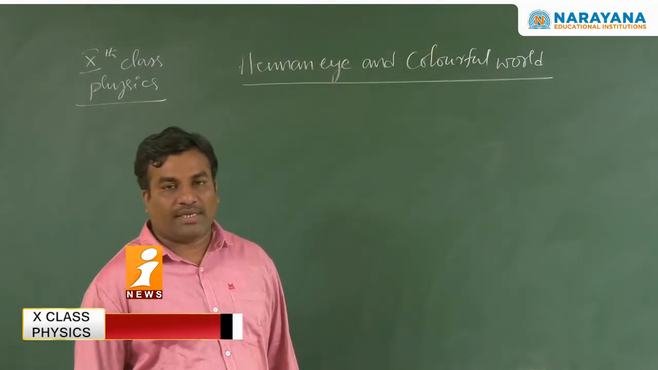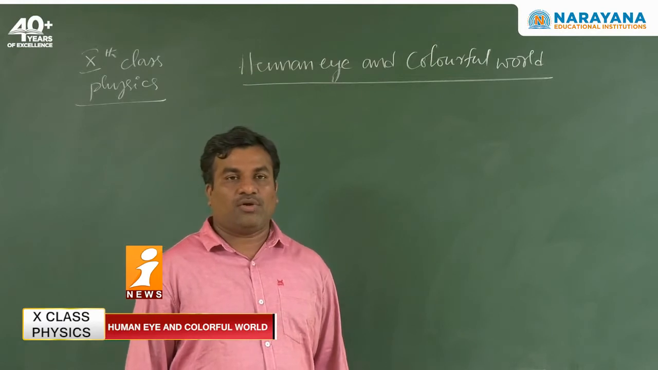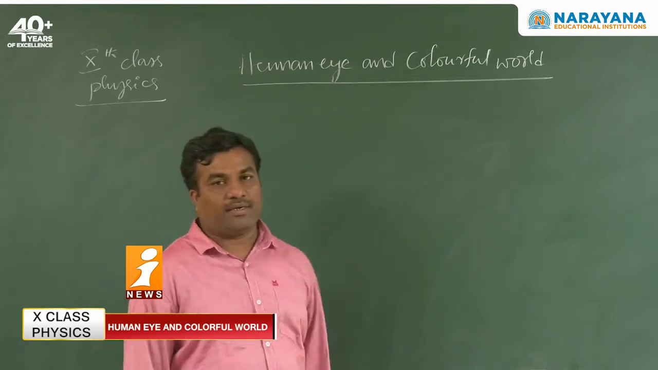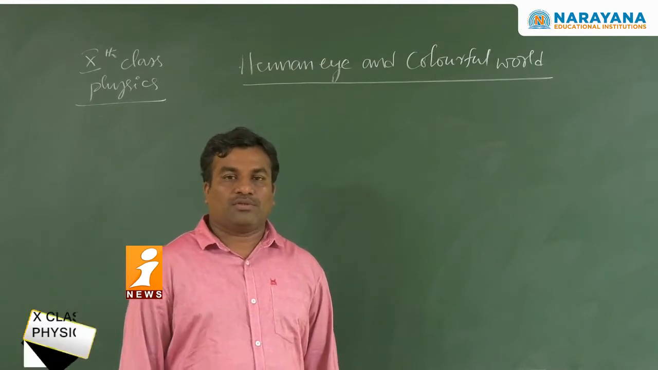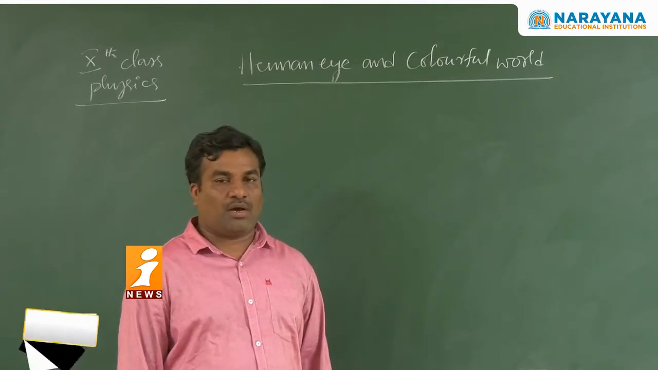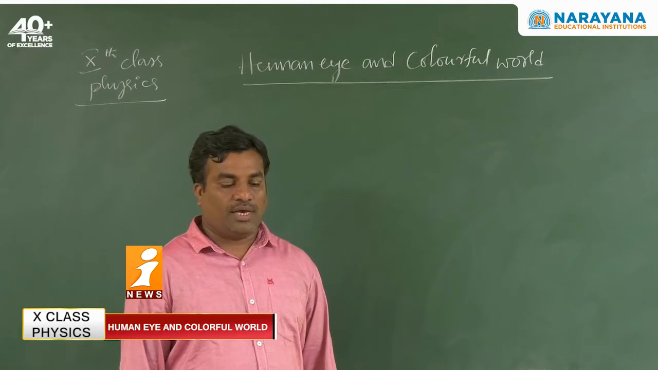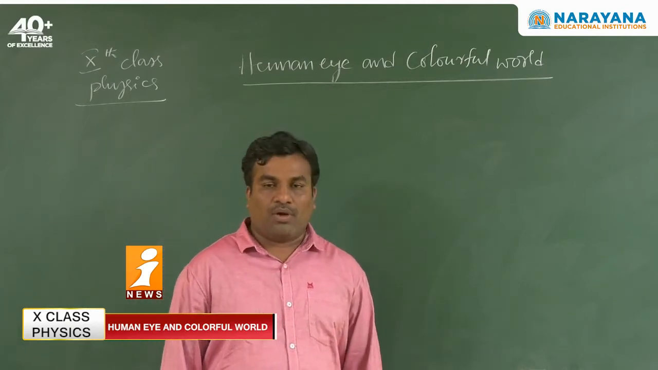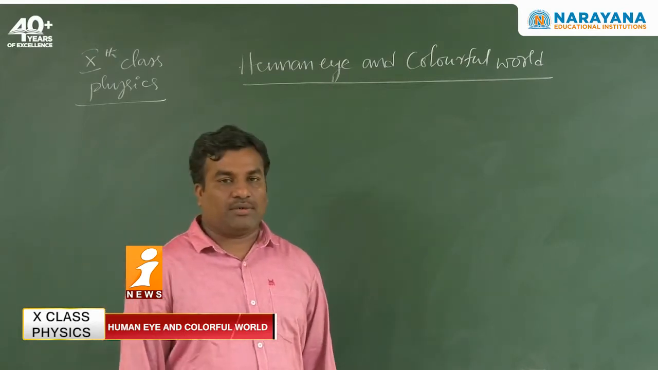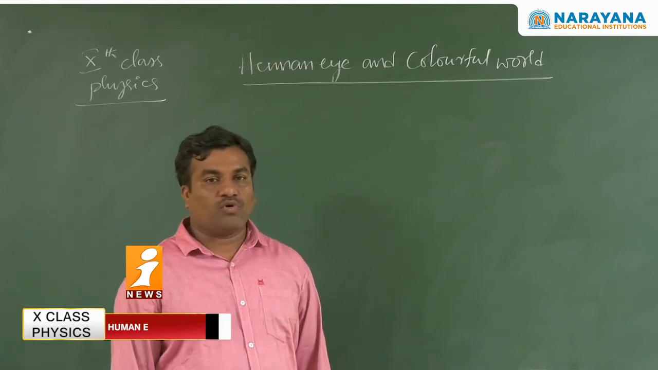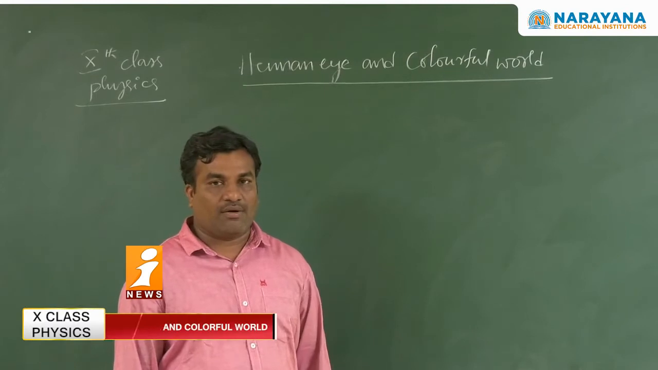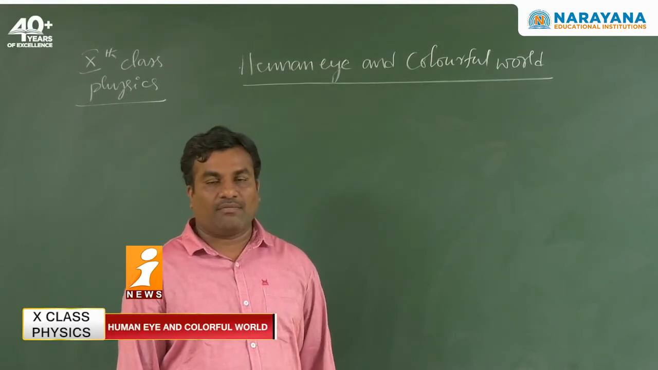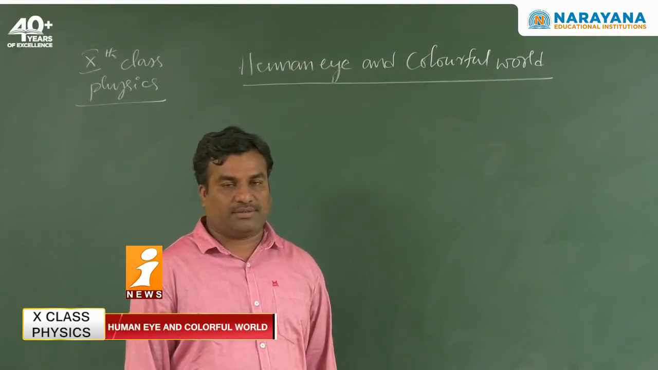Let us discuss 10th class physical science. The topic is the human eye and the colorful world. Everyone knows our eye is a sense organ. Here we discuss the parts of the eye. The eye is the most important sense organ, so we can see objects and the colorful world around us.